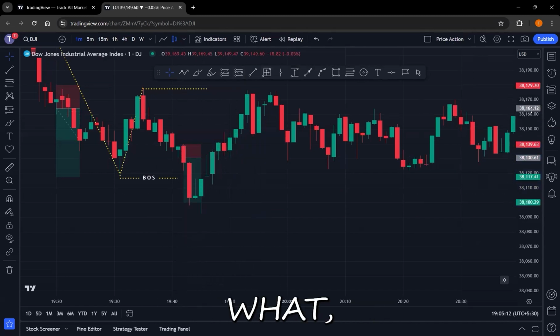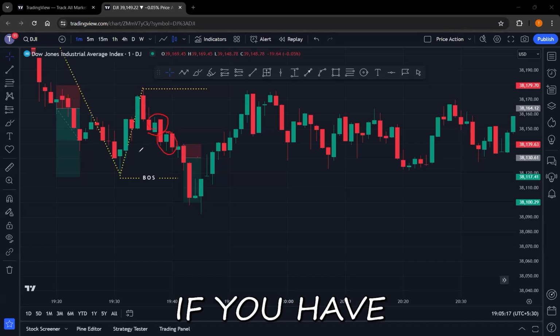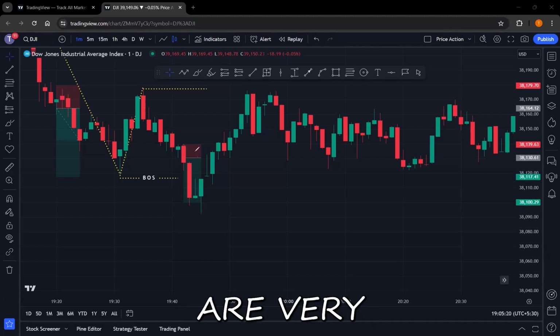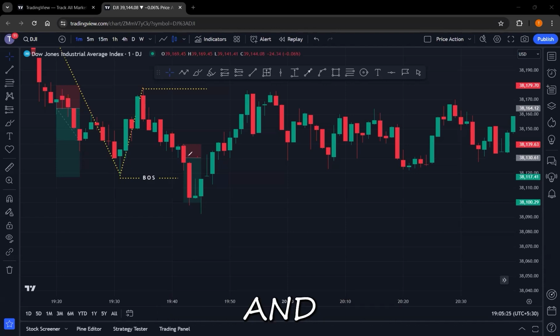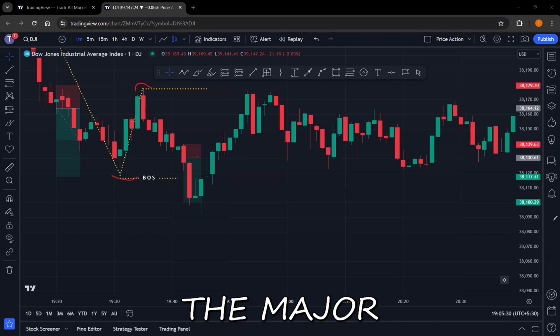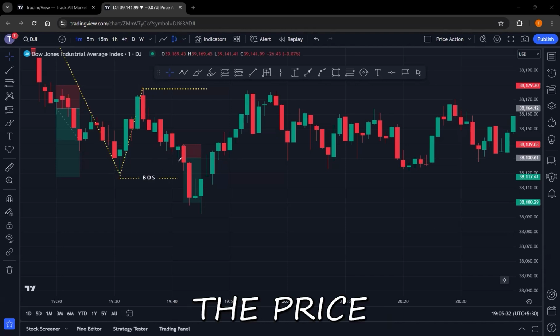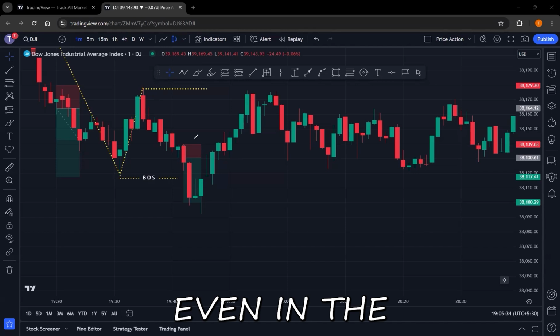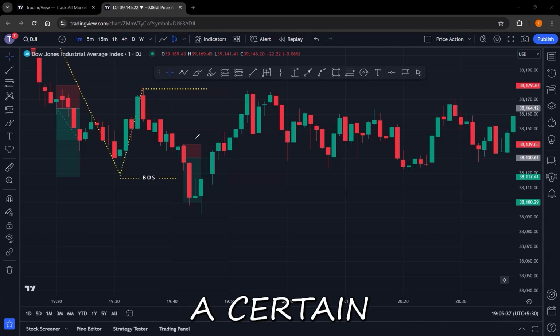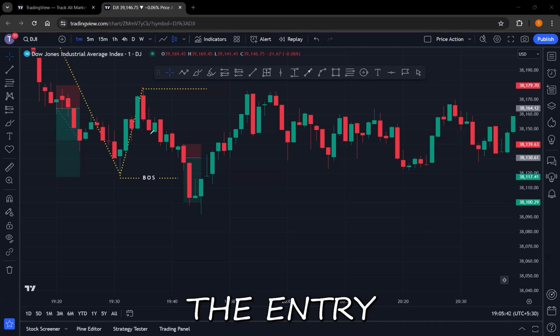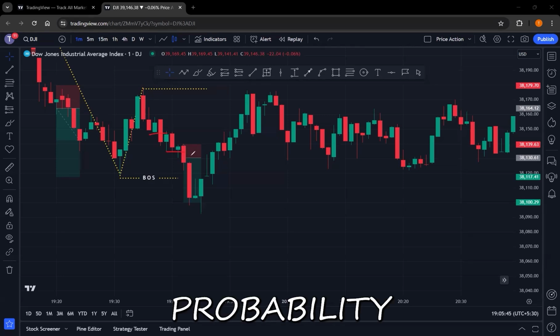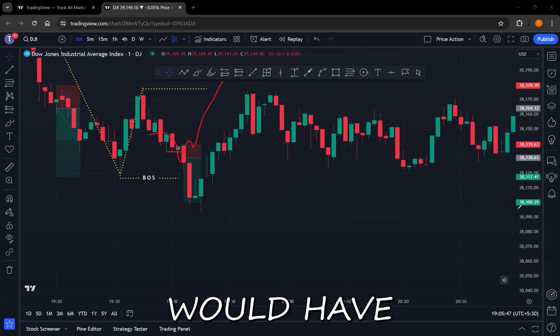So many guys try to take the entries from here or from here. But if you have a certain entry pattern which you are very confident in, always wait for that entry confirmation to be there, and then only take the trade. No matter how far it is from the major resistance or how far it is from the major support, if the price makes that entry pattern even at the lowest of the price, then there is a certain chance that it will go towards the downside only. Because if I would have taken the entry from here or from here, there is a high probability that the price would have created something like this and taken out my stop loss.